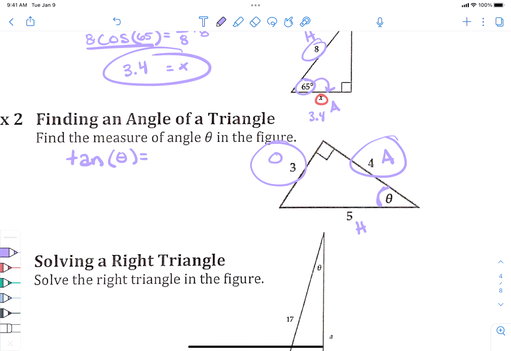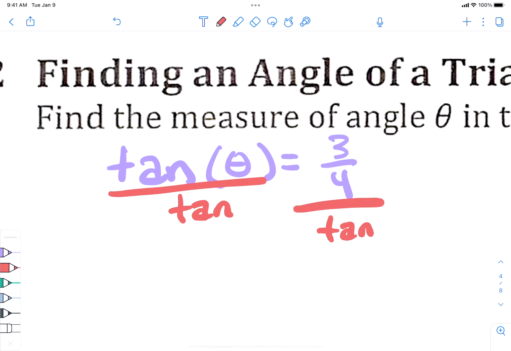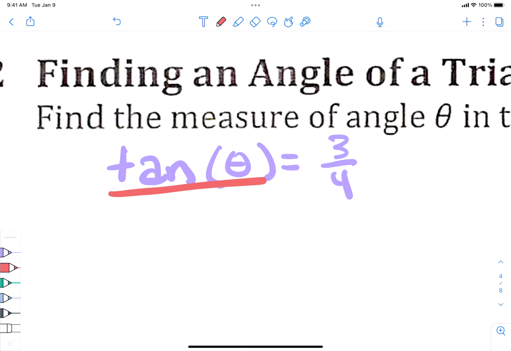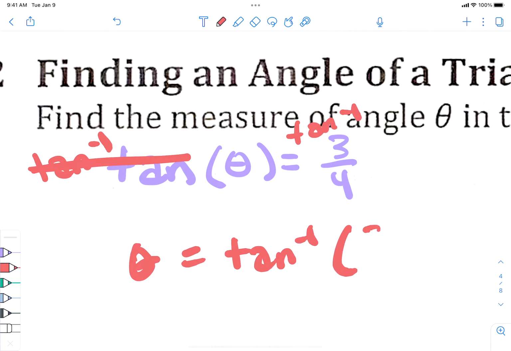Tangent of theta equals opposite over adjacent, which is 3 over 4. Now, to get the theta out of there, we cannot just divide by tangent, because the theta is stuck inside of tangent. So to get the tangent to go away, we do inverse tangent, because that cancels them out. So theta is equal to inverse tangent of 3 over 4.